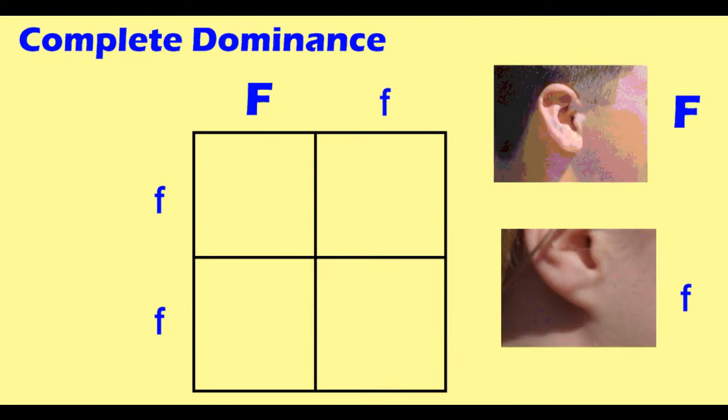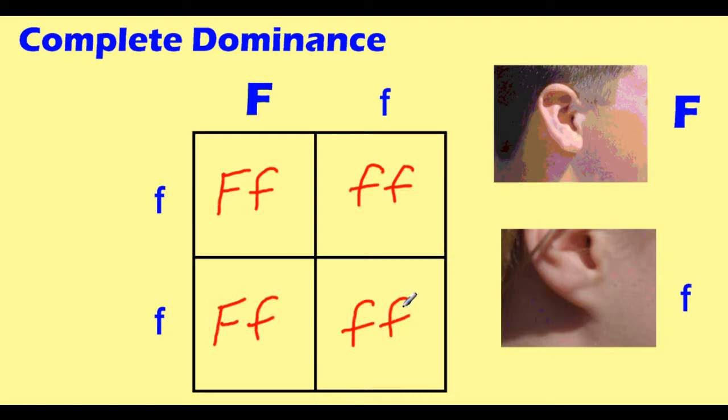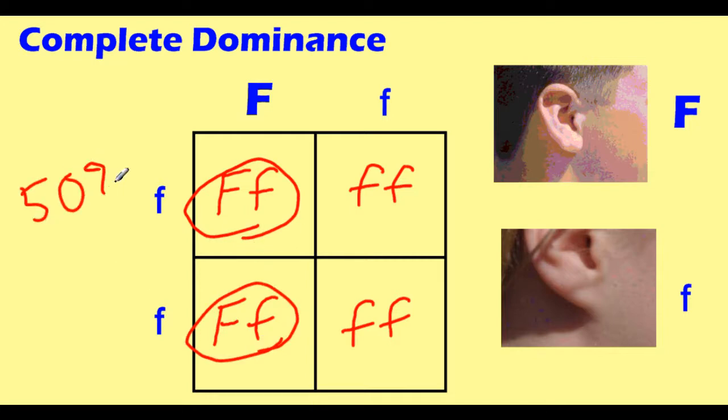In another example of complete dominance, we have, as mentioned before, free earlobes versus attached earlobes. In this example, two parents are crossed, one of which has free earlobes, and the other parent has attached earlobes. However, since the dominant parent does carry an attached gene, they have a 50% chance of having a child with free earlobes, as well as a 50% chance of having a child with attached earlobes.